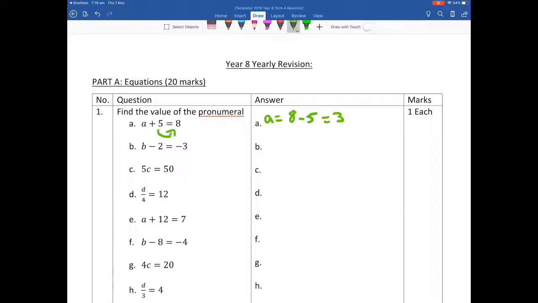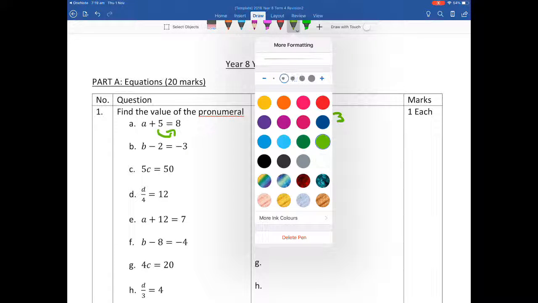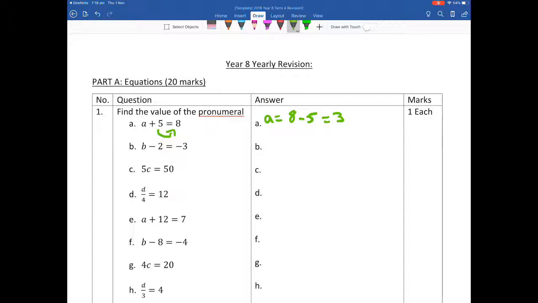Next one, we've got B minus 2. To do that, we're going to add the 2 to the other side. Remember, every time you're trying to get something away, you do the opposite. So B equals minus 3 plus 2, which is of course minus 1. Be careful with your negatives.